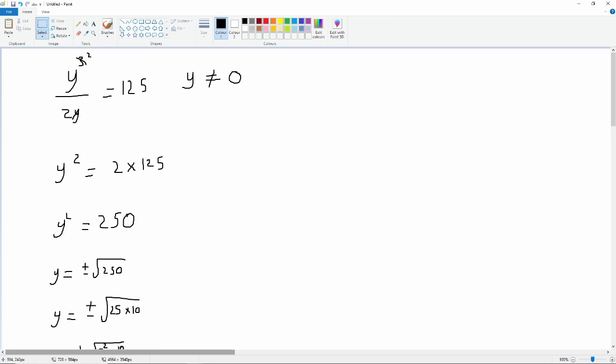Okay, so I've been asked a very interesting question on Facebook. I've posted a solution to the question y cubed over 2y is equal to 125, and that's all the question said. And now what I've done is I've cancelled y from the bottom and cancelled one of the y's from the top, and I was asked, is that legal? Am I going to lose an answer by doing that?